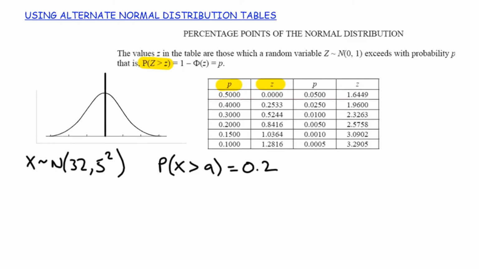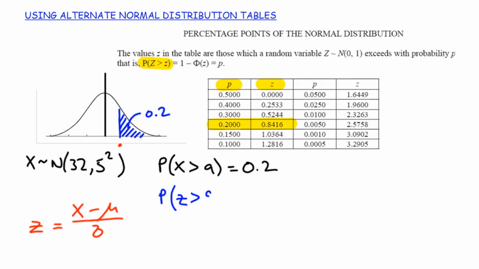So let's try and bring all of those bits in together. Okay, so we're concentrating on figuring out what is this z-score right here. Well, looking at the tables, I can see that the z-score that has 20% above it, it's going to be right here. So if I was to standardize, probability that Z is greater than a minus 32 all over 5 will equal 0.2.